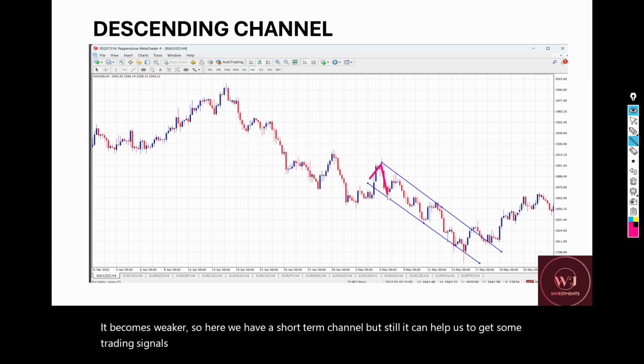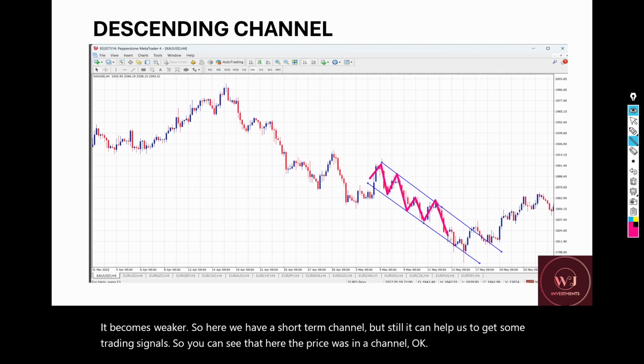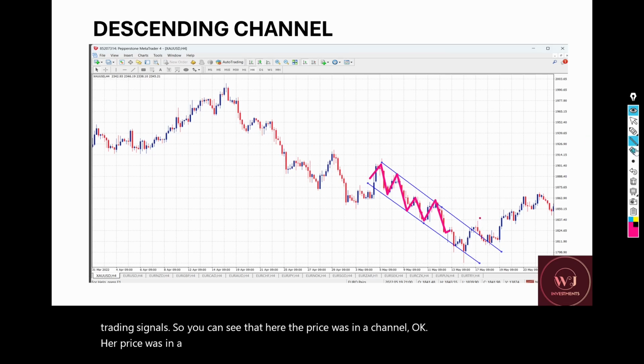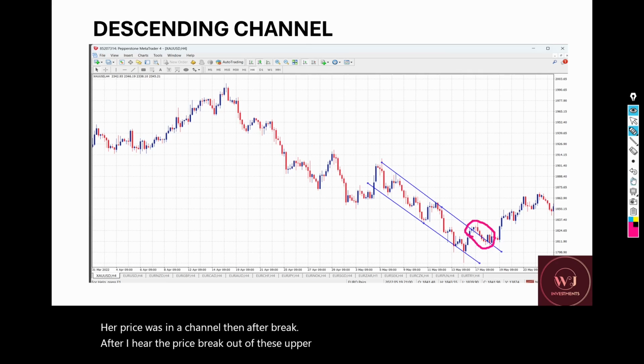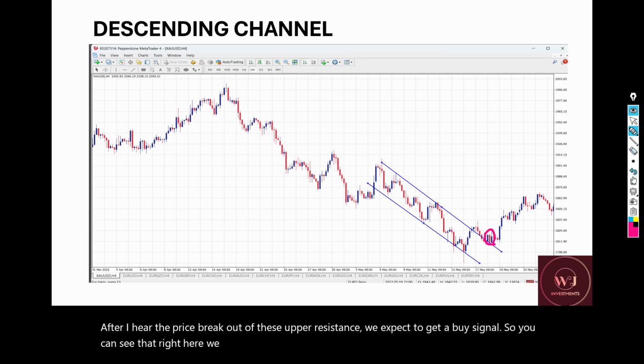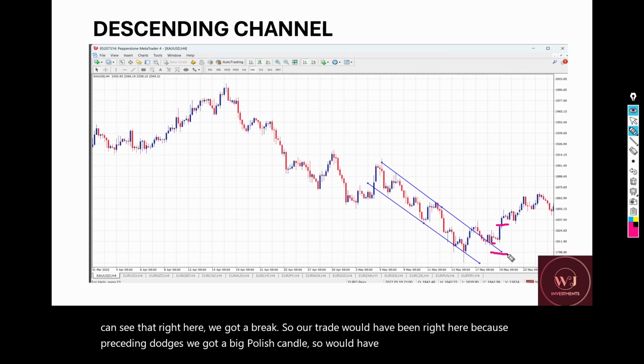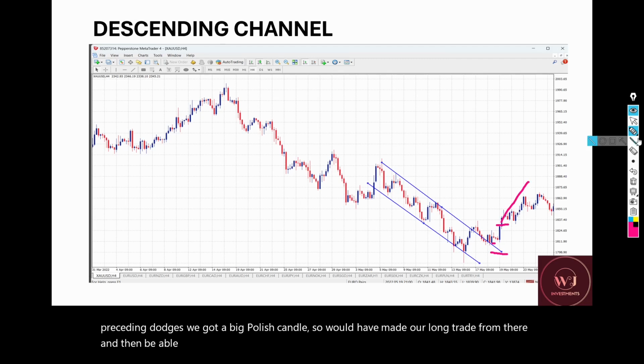So you can see that here the price was in a channel. Okay, here price was in a channel. Then after here the price broke out of this upper resistance, we expect to get a buy signal. So you can see that right here we got a break. So our trade would have been right here because, preceding dojis, we got a big bullish candle, so we would have made our long trade from there, and then be able to catch some wave up.